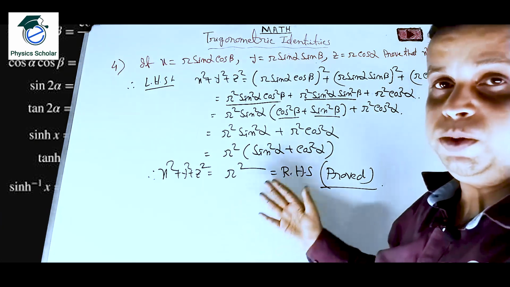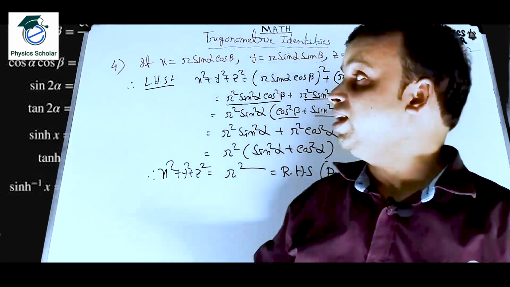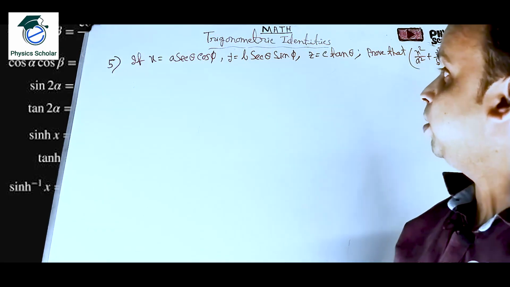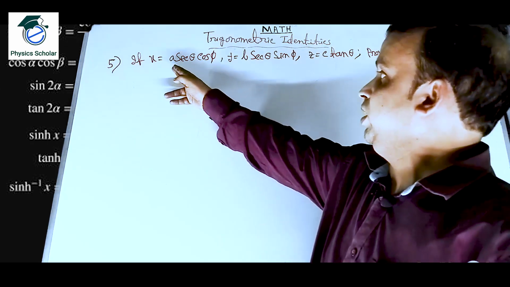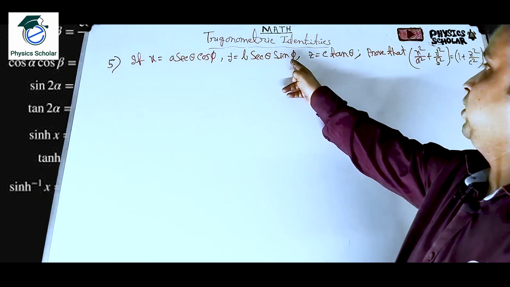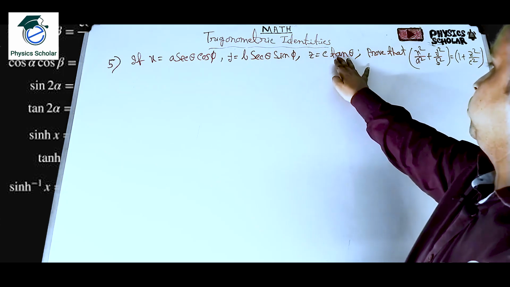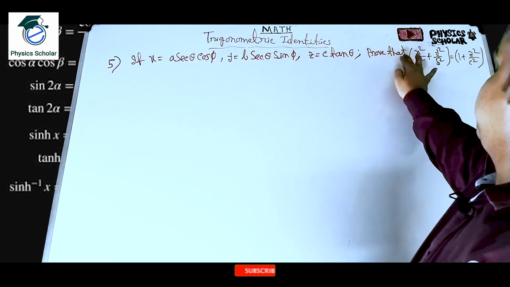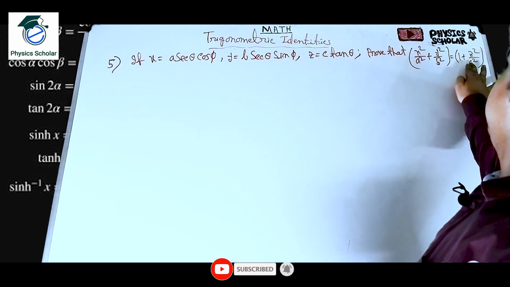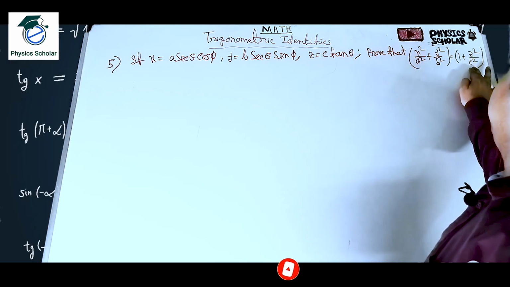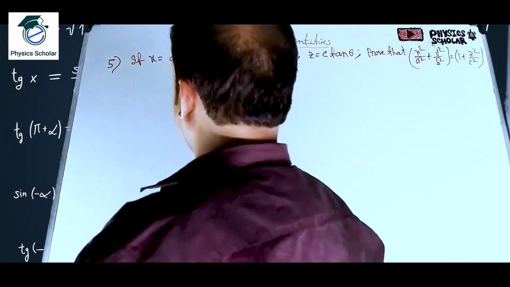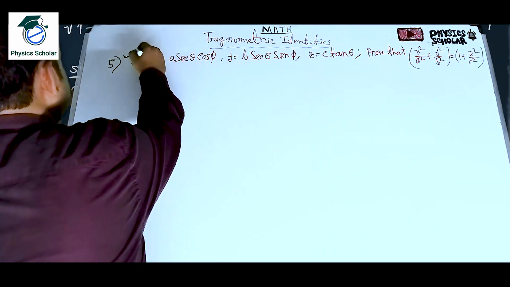Clear? So hope you have understood this. So without further delay, let us now start sum number 5. So students, now let us move to sum number 5. If x = a sec theta cos phi and y = b sec theta sin phi and z = c tan theta, then we have to prove x²/a² + y²/b² = 1 into the (1 + z²/c²). Clear? So now see how to approach the sum or how to start this sum.